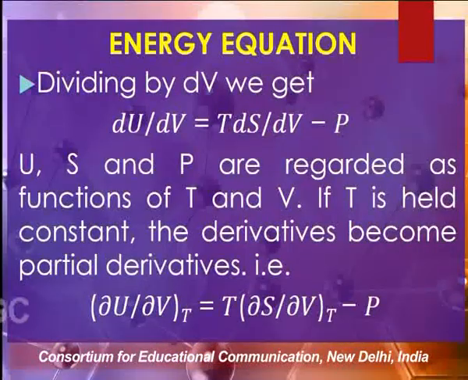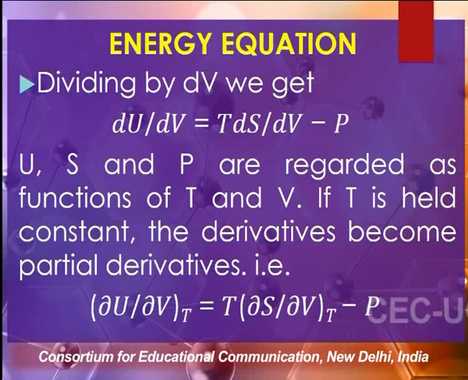Let us divide the equation by dV. Then we get dU/dV is equal to T dS/dV minus P. U, S and P are regarded as functions of T and V. If T is held constant, the derivatives become partial derivatives. That is, we now have ∂U/∂V at constant T is equal to T ∂S/∂V at constant T minus P.